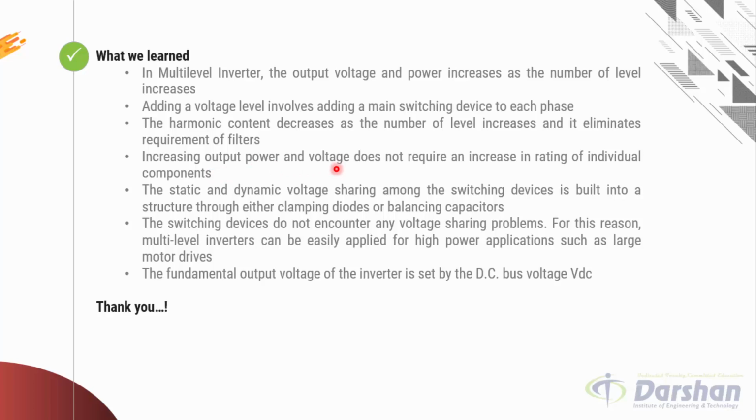By proper series or parallel combination of the components, we are able to achieve the higher output power as well as the voltage. The static and the dynamic voltage sharing among the switching devices is built into the structure through either clamping diodes or the balancing capacitors. The switching devices do not encounter any voltage sharing problems. For this reason, the multi-level inverters can be easily applied for high power applications such as large motor drives. The fundamental output voltage of the inverter is set by the DC bus voltage VDC.